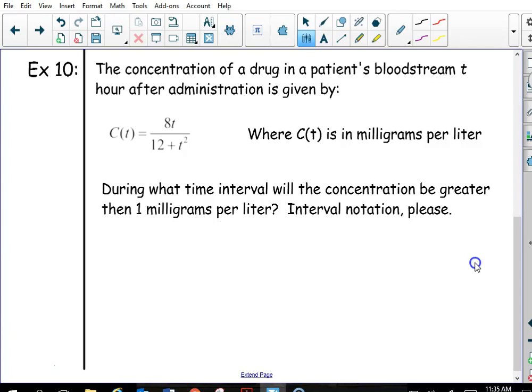So we want the concentration to be greater than 1. Okay, so the calculation needs to be greater than 1. So we need to get a 0 on one side. The first thing we're going to do is multiply both sides by that denominator.